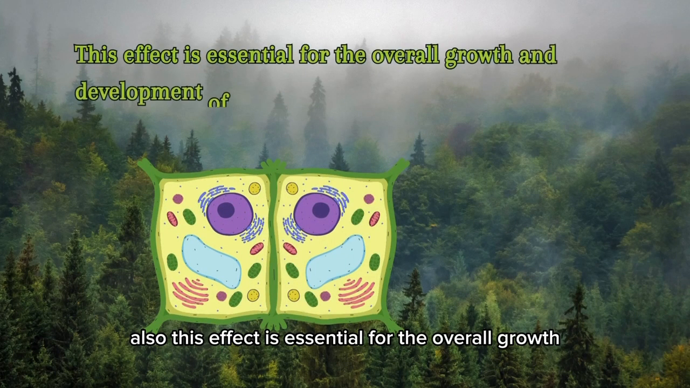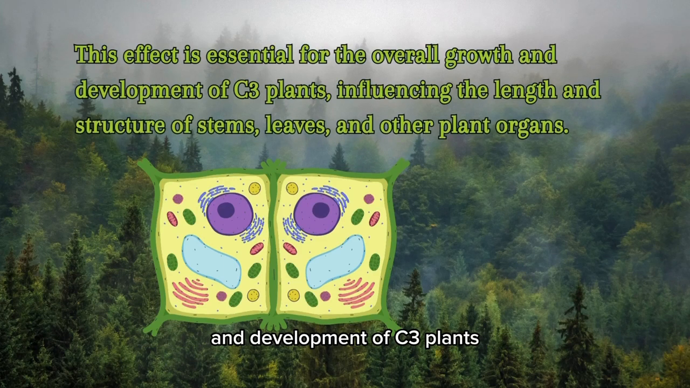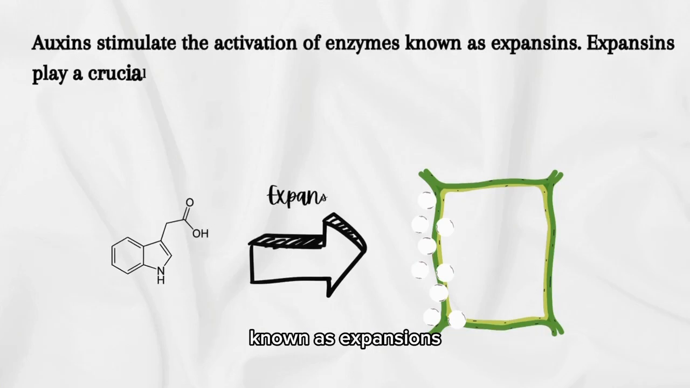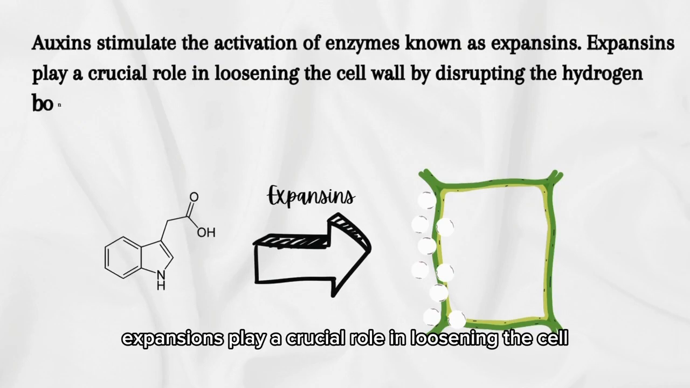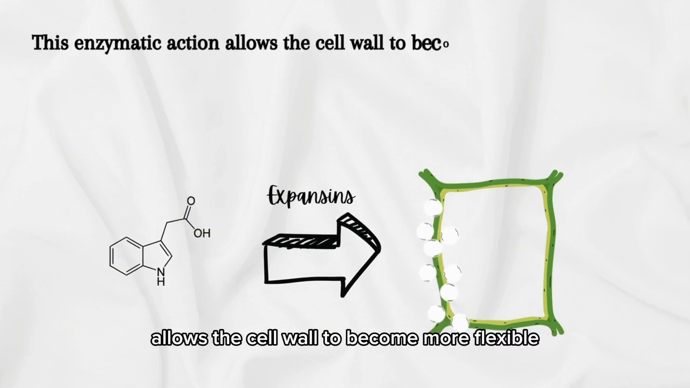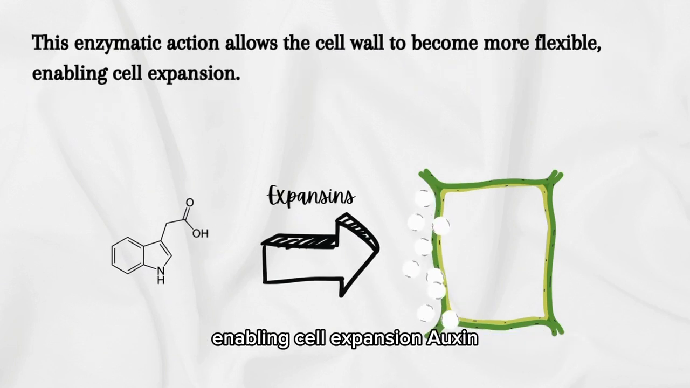This effect is essential for the overall growth and development of C3 plants, influencing the length and structure of stems, leaves, and other plant organs. Auxins stimulate the activation of enzymes, known as expansins. Expansins play a crucial role in loosening the cell wall by disrupting the hydrogen bonds between cellulose microfibrils. This enzymatic action allows the cell wall to become more flexible, enabling cell expansion.